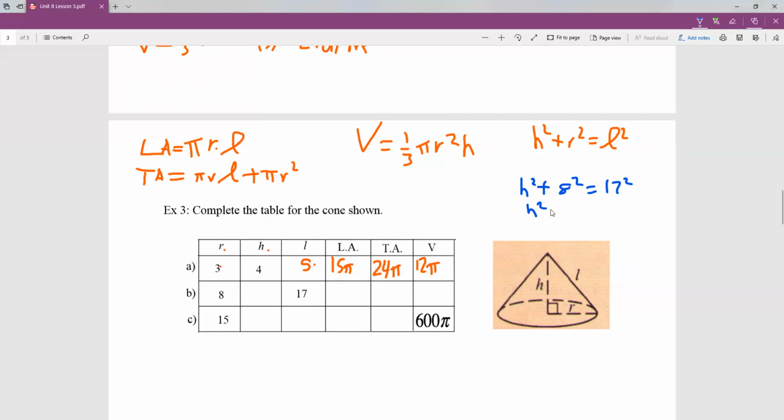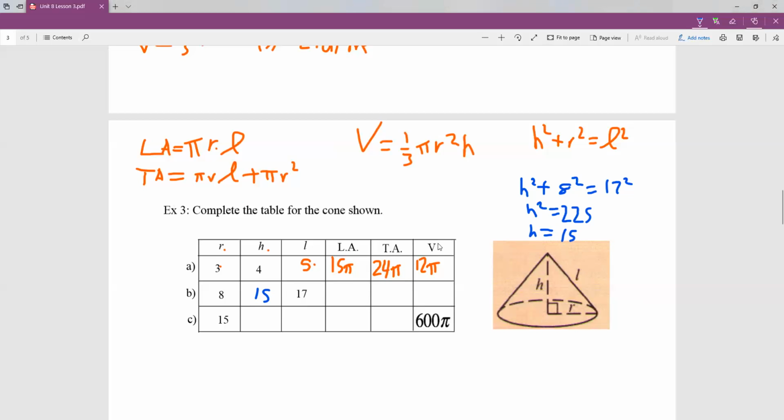So h squared is equal to 17 squared minus 8 squared. I don't know what that is, so I'm going to plug it in my calculator real quick. 289 minus 64 is 225. So that means h is equal to the square root of 225, which is 15. So h is equal to 15.